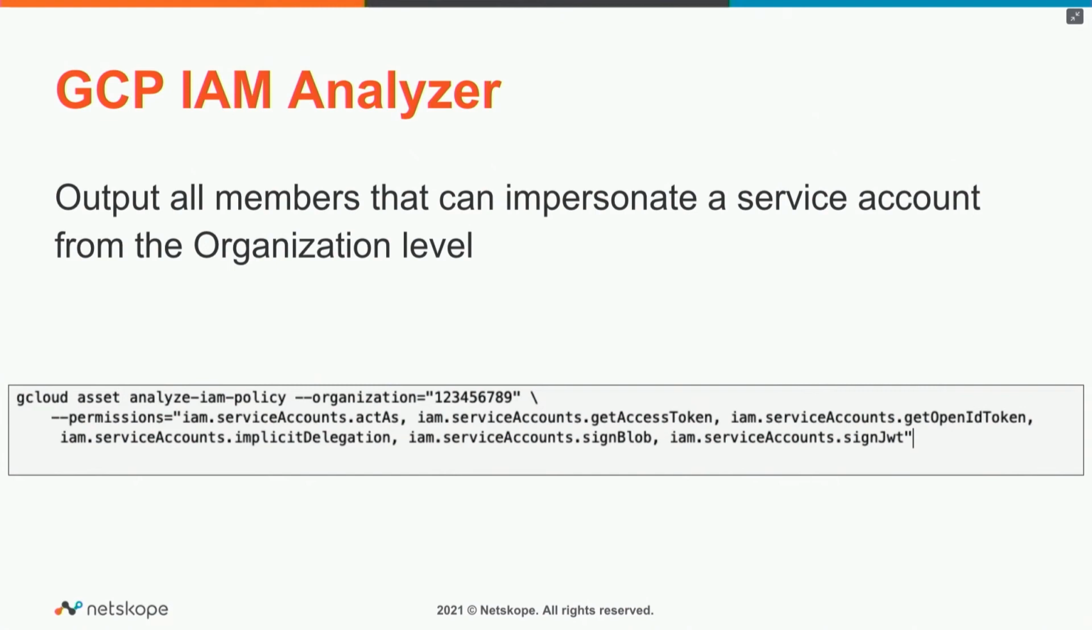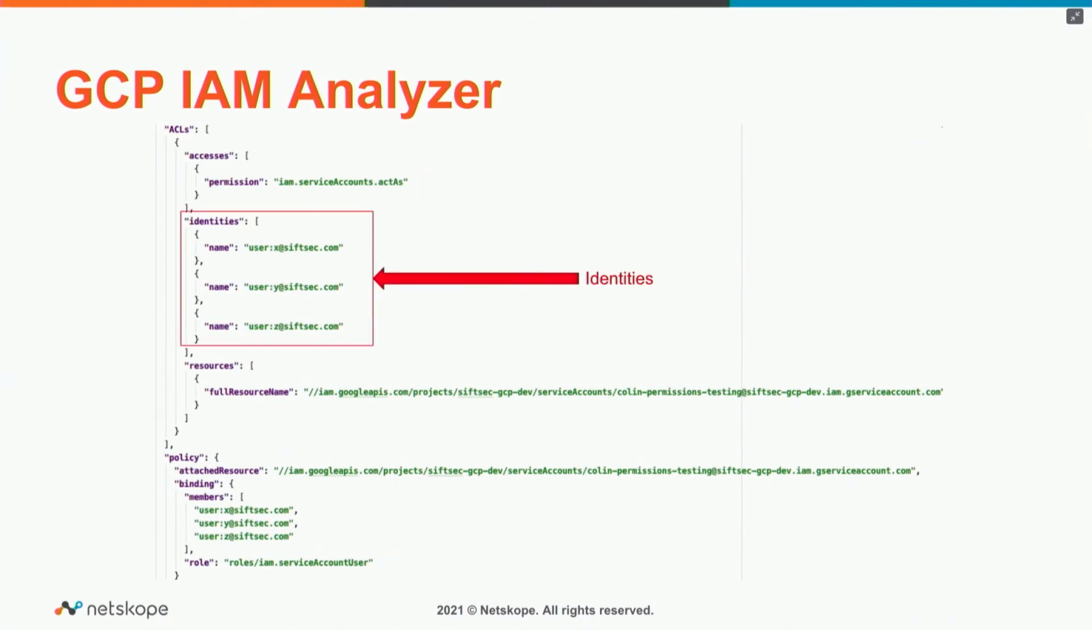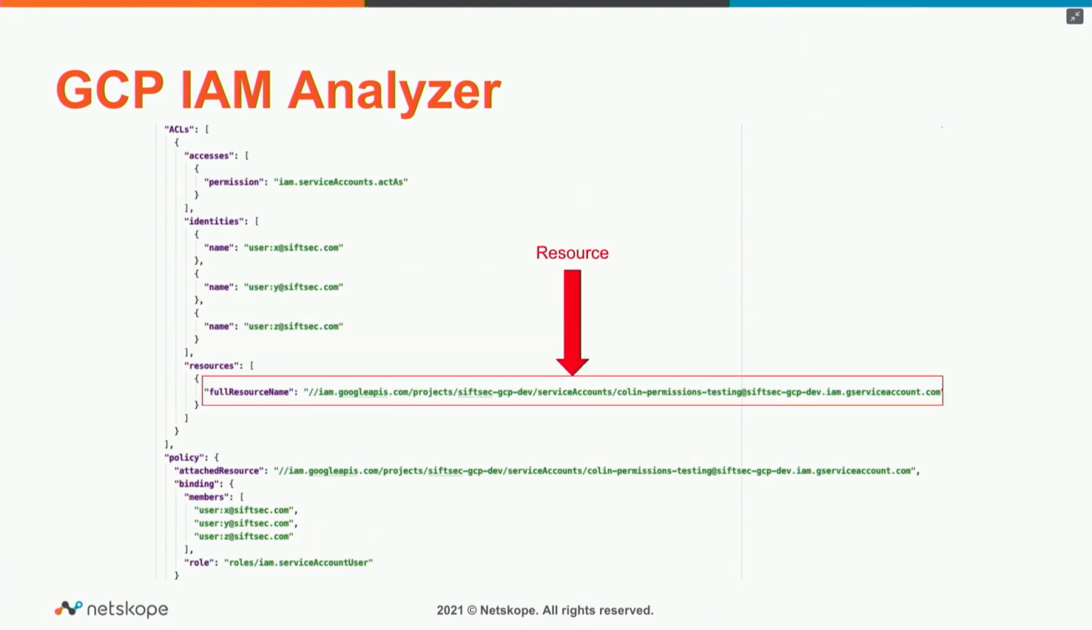So an example here is I want to start at the organization level, and I want to find any identity that has a binding with these permissions contained in it. So I give it a list of permissions and let it go, and it gives me some output. And so this is very useful. I can see the individual permission that I found, and I can see the corresponding role name at the bottom there. And then I can also see the identities associated with this. So in my case, I have X, Y, and Z in my test environment that have these sort of permissions. And then it tells me this is the resource that they have that permission on.